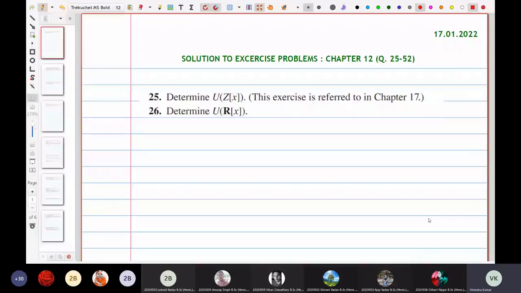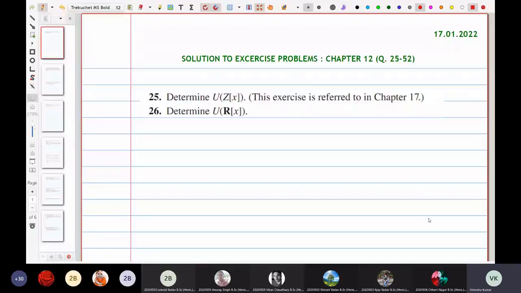Welcome back, students. Today we are going to continue our discussion on exercise problems of chapter number 12, and today we will take up question 25. And of course, some questions which are not relevant, we will leave them. We were discussing at the end of the last lecture how to determine the units.